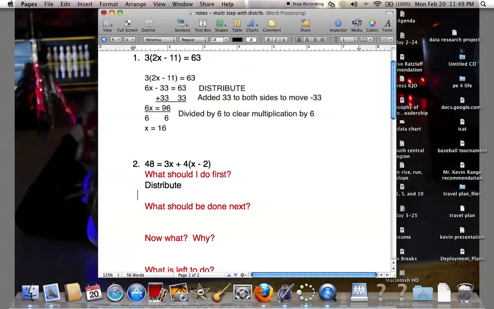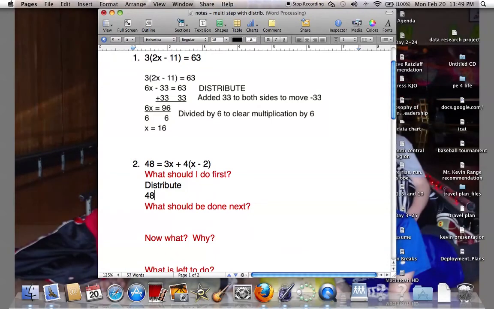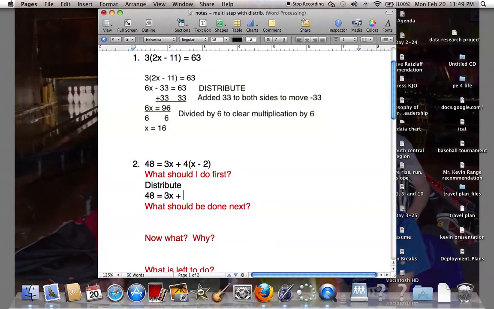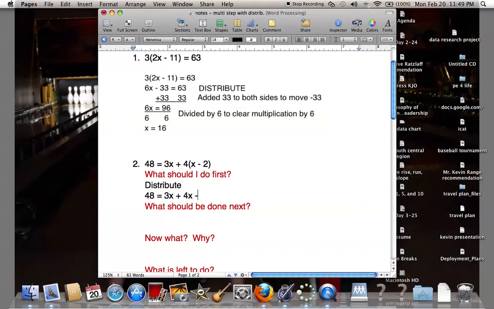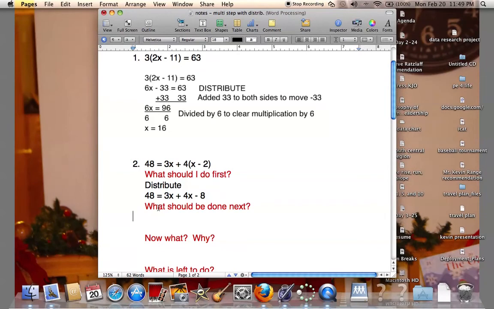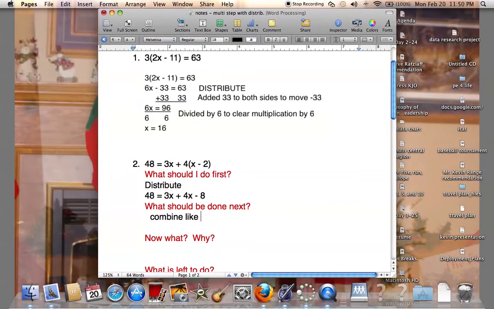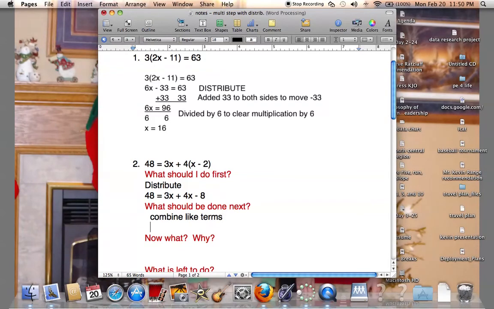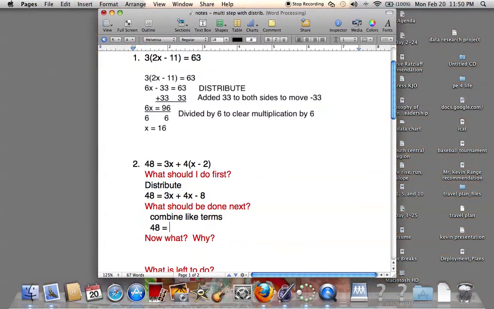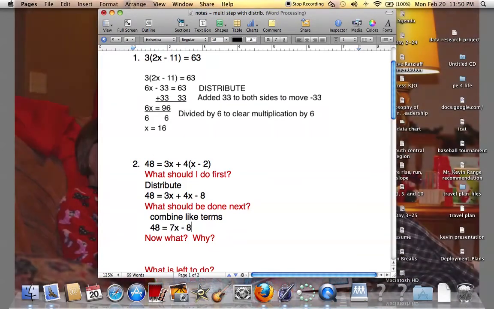So that makes my equation read 48 equals 3x plus, when I distribute, the 4 times the x is 4x. The 4 times the negative 2 is minus 8. What should I do next? I should combine like terms. On the right side, there are two x terms that need to be added together. So 3x and 4x is 7x minus 8.